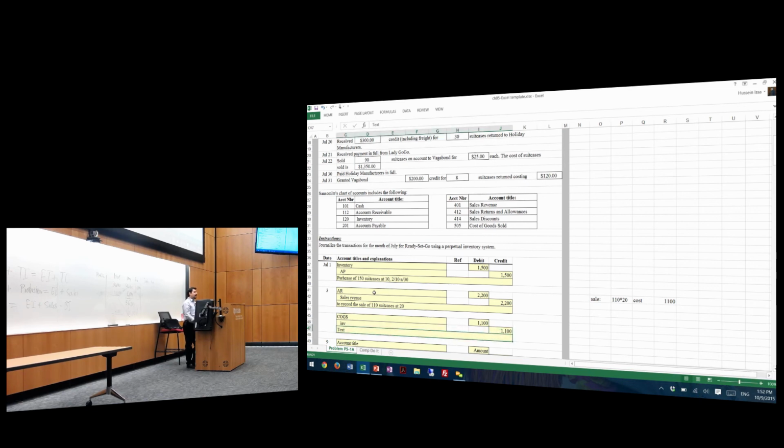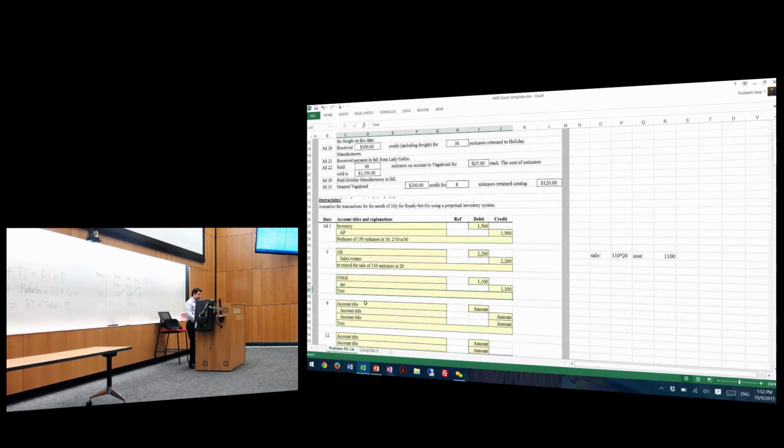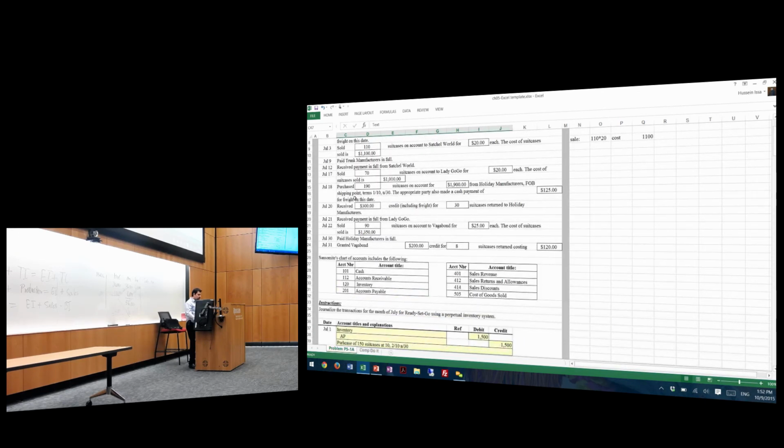So whenever we actually have a sale under the perpetual system, you make 2 transactions. The first one is for the sales revenue, and you debit either cash or accounts receivable. The second transaction will be what? Inventory and cost of goods sold. Okay? Now on the 9th, what happened? On the 9th, the company paid the vendor in full.